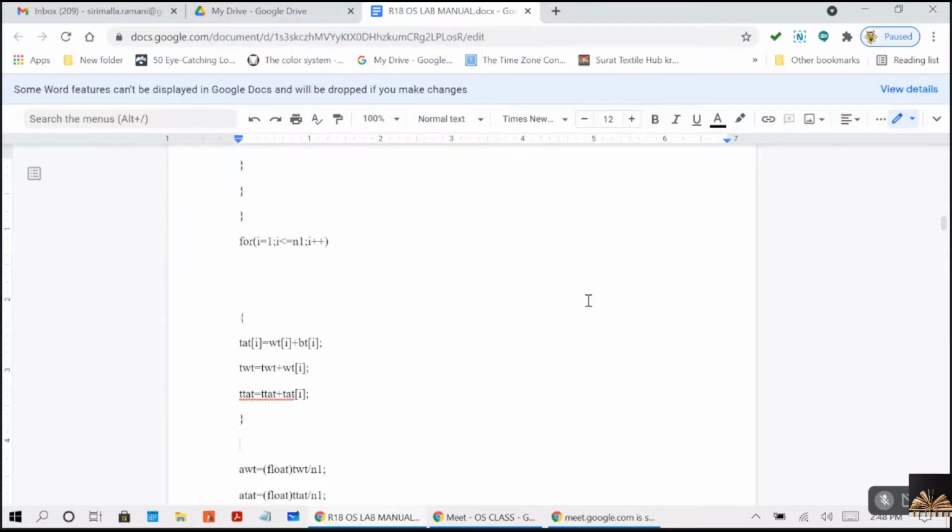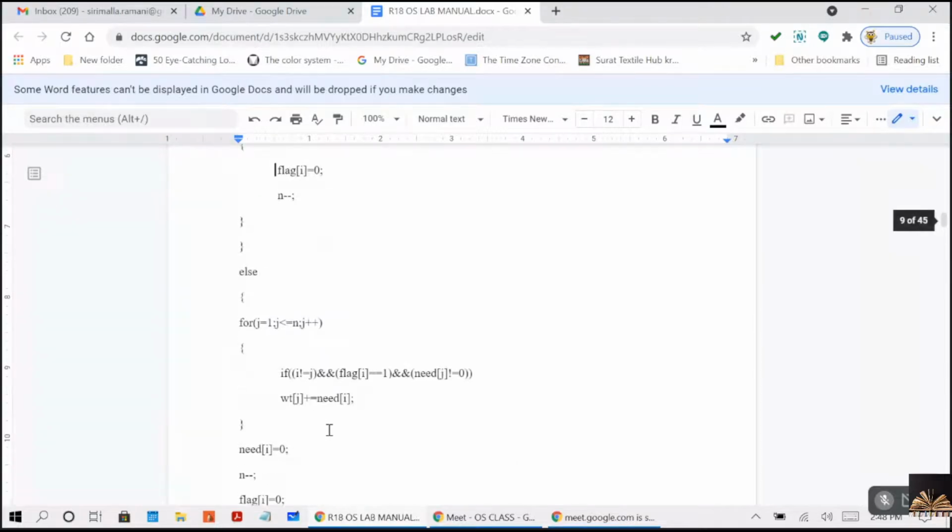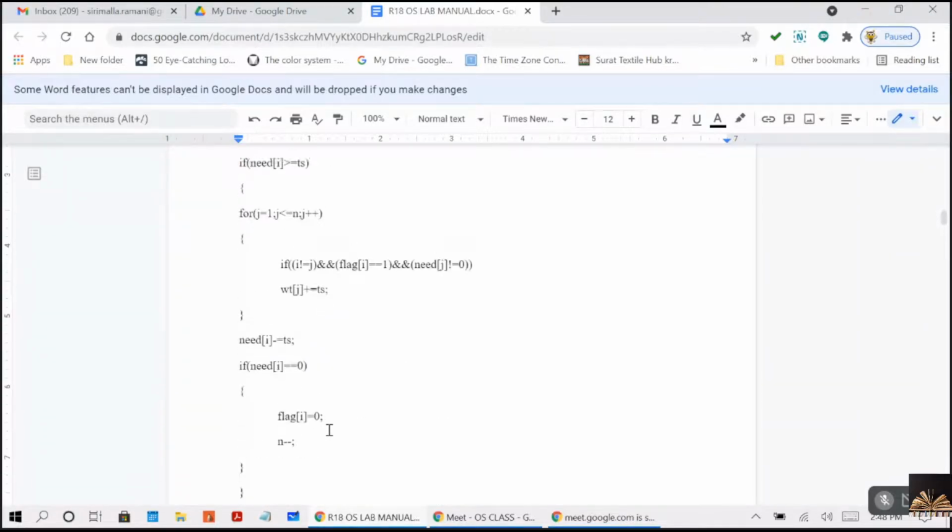Then after that, the turnaround time, total turnaround time and total waiting time will be calculated, right? And for the average waiting time, here I am using N1. In the first line, I made N1 equal to N, so it is equal to the number of jobs, right? So you try to understand this code. Do let me know if you are able to understand or not.